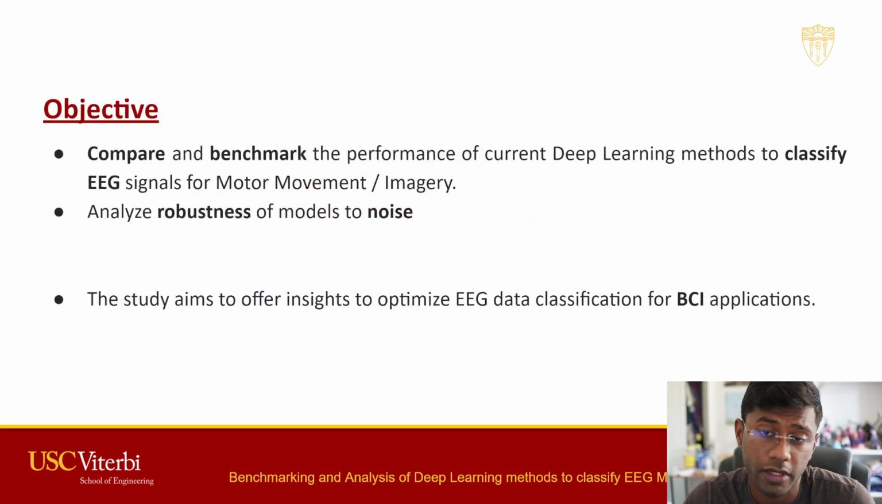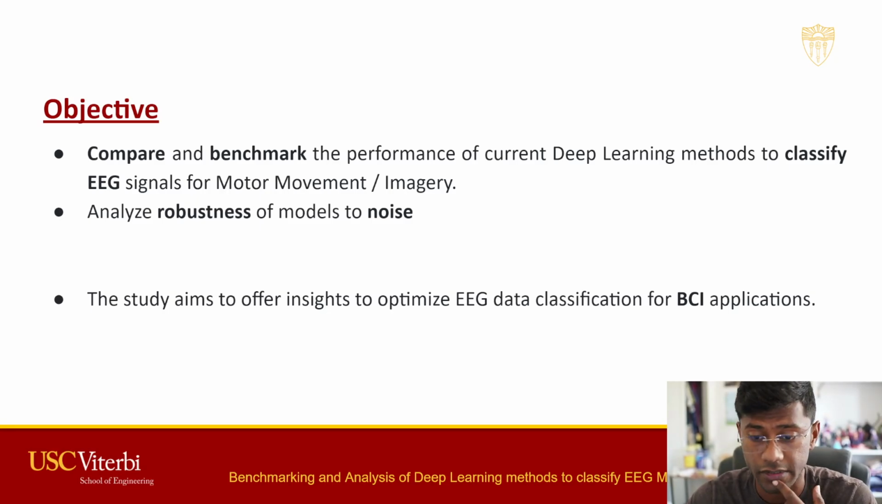So the objective was to compare and benchmark the performance of the current methods. We did a literature review on the models that were intended to be used for the classification of EEG signals, and the previous works on this dataset as well, and also analyzed these models and methods against the addition of noise. So again, it offers insights to optimize EEG data classification as well as feature extraction from EEG data for a wide range of BCI applications.